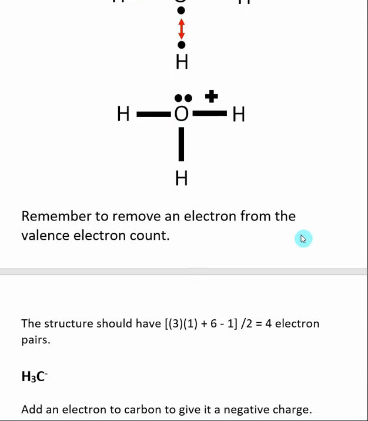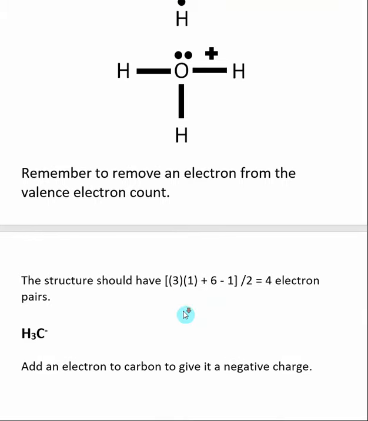So we can still do our electron count, but we need to remember that we have removed one of the electrons. So here, if I do the electron count, we have 3 hydrogens, all with 1 valence electron, plus an oxygen with 6, but remember we removed an electron to give it a positive charge. If we add this together and divide by 2, it tells us our answer should have 4 electron pairs, and we can see that our answer does have that.